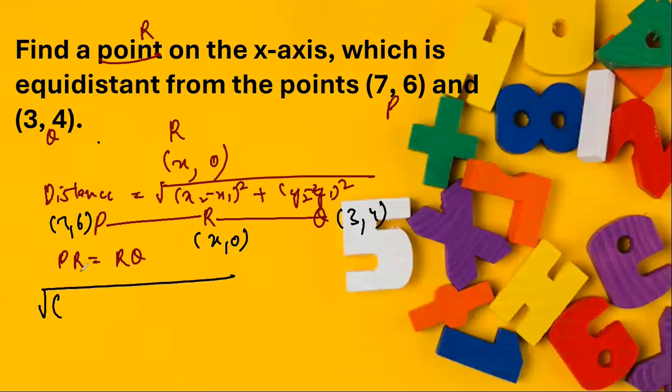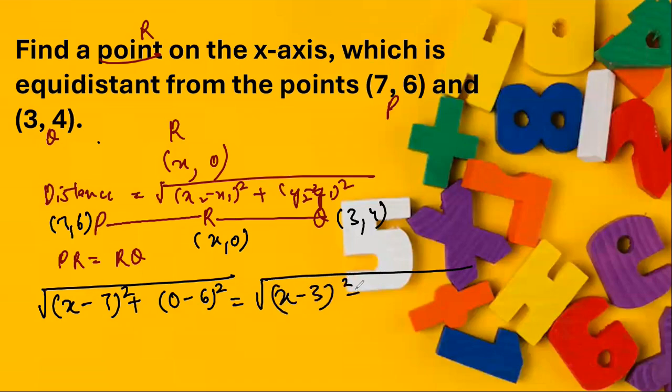So P as x1, y1. So x2 is x and x1 is 7, whole square, plus y1, which I have to take from R point, which is 0 minus 6 whole square. Now let's apply the distance formula for RQ. So R I am taking x1, y1 and Q I am taking x2, y2. So (x minus 3) whole square plus (0 minus 4) whole square. Let's cancel out the square root on both sides because it is over the complete terms.